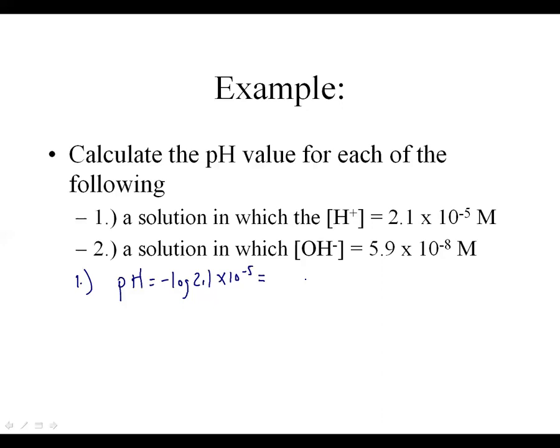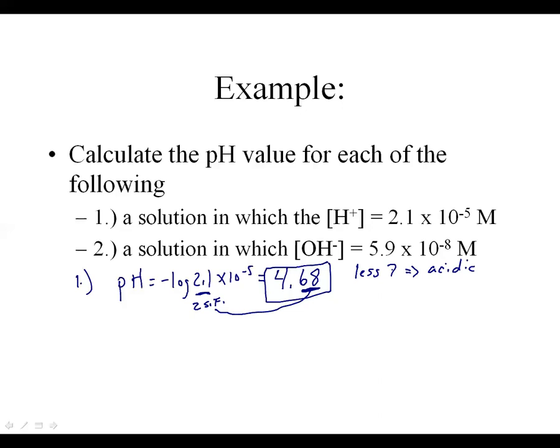And when it's all said and done, 4.68 would be our pH. Here again, we have two significant figures, which gets us, again, not two significant figures, but two decimal places in our pH value. That is less than 7, which means it should be acidic. Any questions on that first one there?